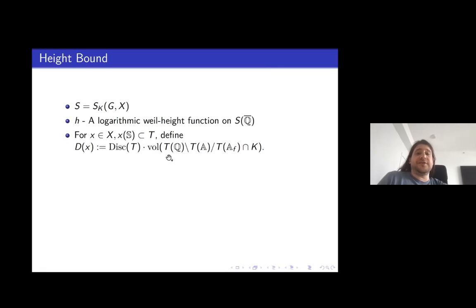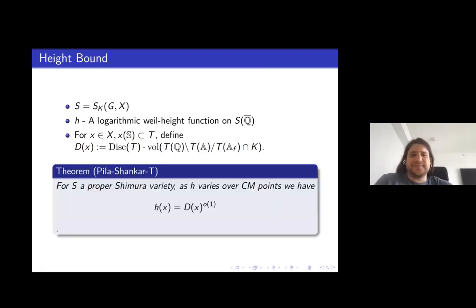And now I'm going to write this down here. You can ignore it if you want, but if you have a CM point, what is this complexity? Well, you can define it to be this quantity. It's essentially the discriminant of your splitting field times the index of the compact subgroup you get inside the maximal compact. Okay, it's some kind of notion of complexity. And the theorem is that for a proper Shimura variety, as you vary over CM points, the logarithmic V height is subpolynomial in the discriminant. Okay, this is exactly what Binyamini, Schmidt, and Yafaev need in the reduction.